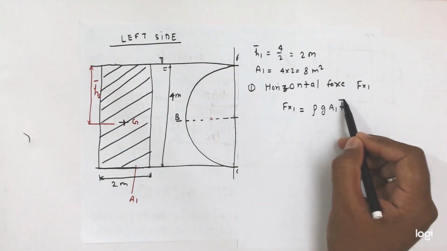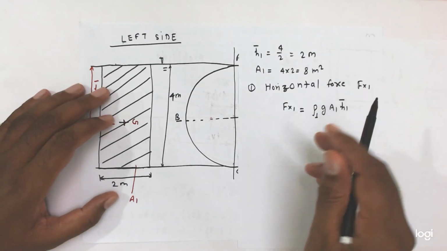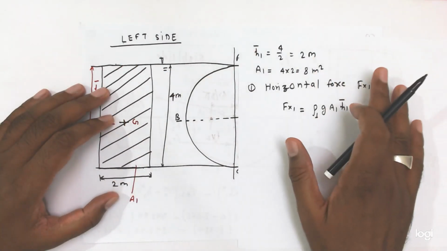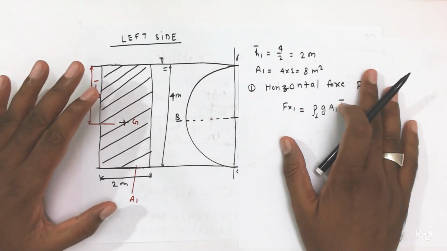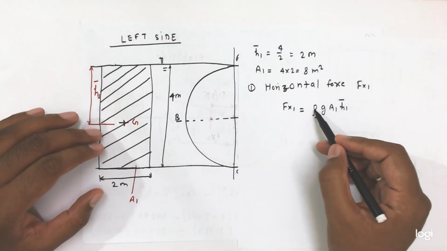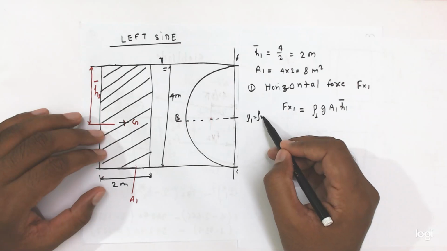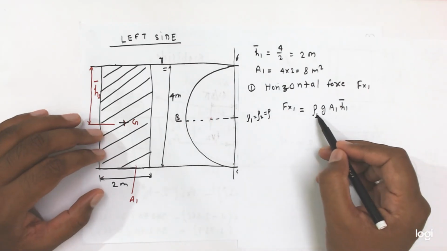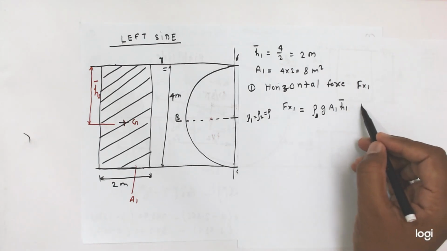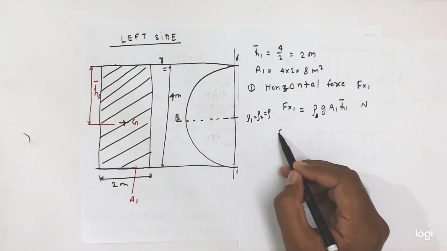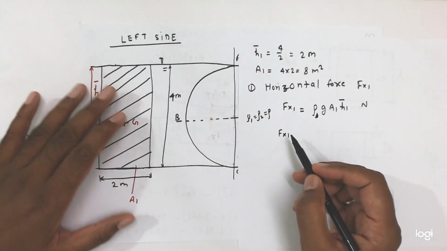A1 H1 bar. We can say, friends, this is the rho 1, but we are considering that this left side and right side, both side water is there. It means density is same. That's why we are considering only rho, or you can say rho 1 equal to rho 2 equal to rho. So here this is rho g A1 H1 bar Newton. So Fx1, this is the horizontal component of force in left side.